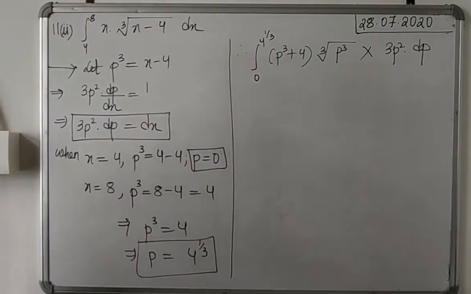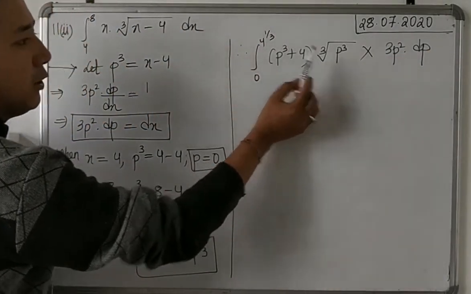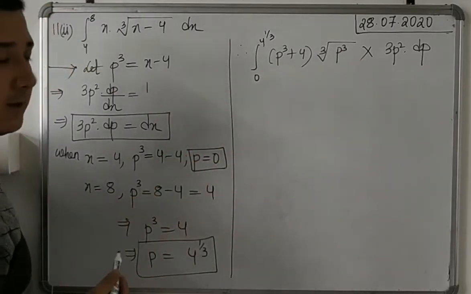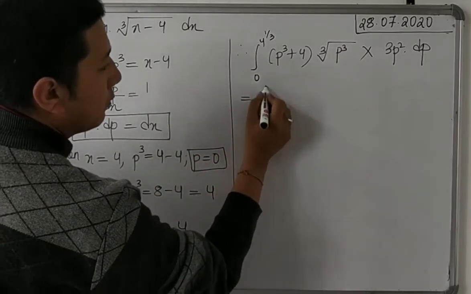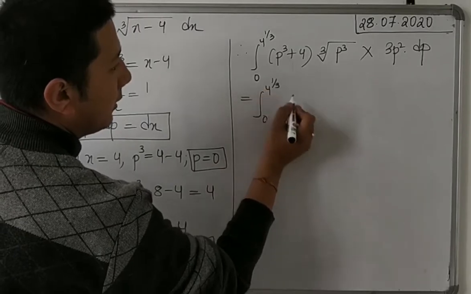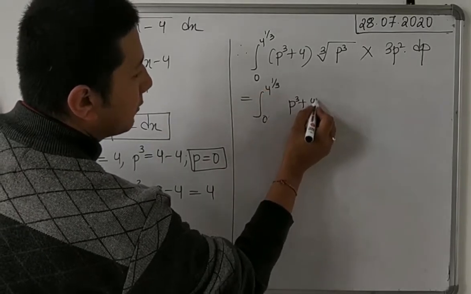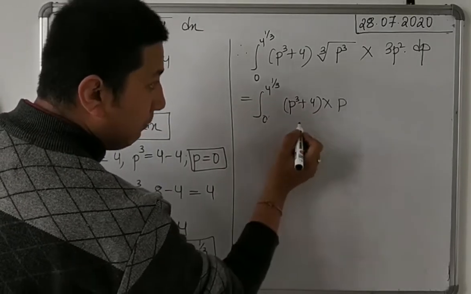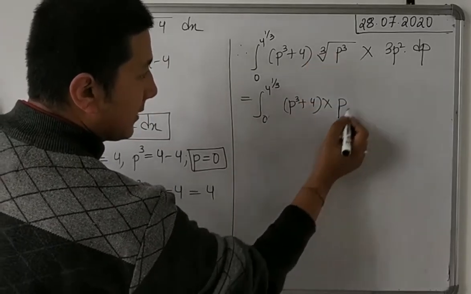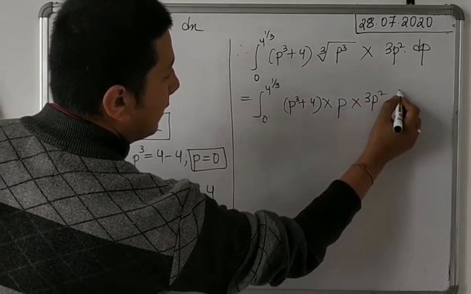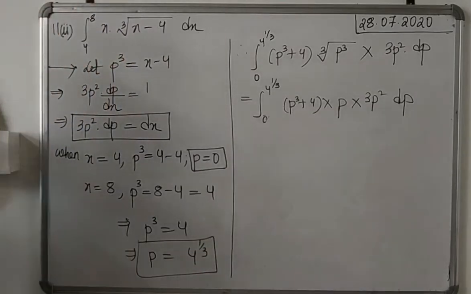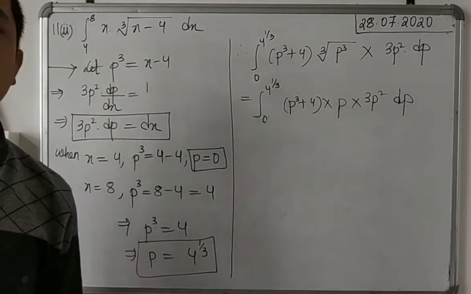Now what happens out here is this cube and cube root gets cancelled out. So therefore I get 0 to 4 to the power 1 by 3. And this becomes p cube plus 4 into only p, because cube and cube root gets cancelled out, and into 3p square dp. So now pause the video, note it down, and I'll show you the next of the steps.